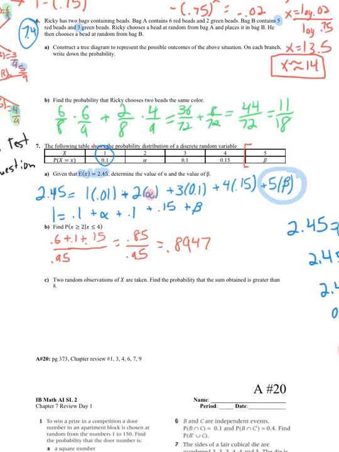Part C, 2 random observations of x are taken. Find the probability the sum obtained is greater than 8. So we're going to take an observation, and then independently we're going to take a second observation. What's the probability that it's greater than 8 when we add them together? The sum of those two. So that's more of an outcome problem. I'll zoom in a little bit on this last one.